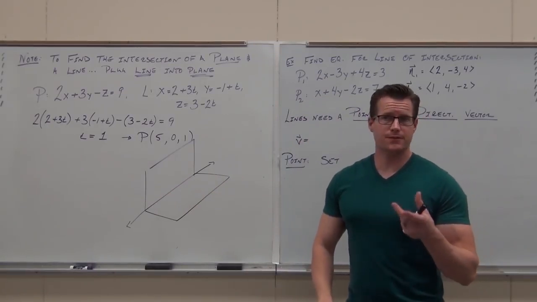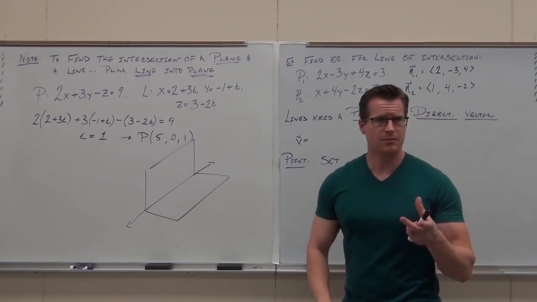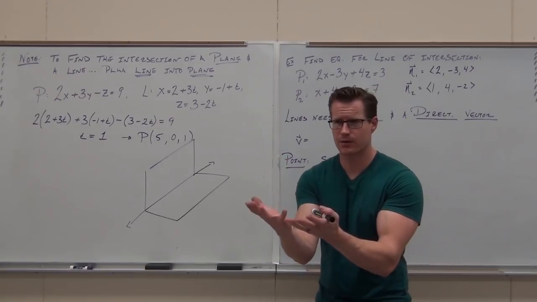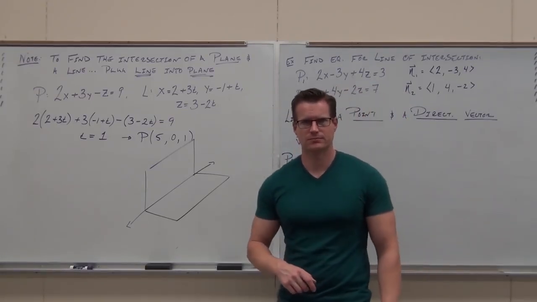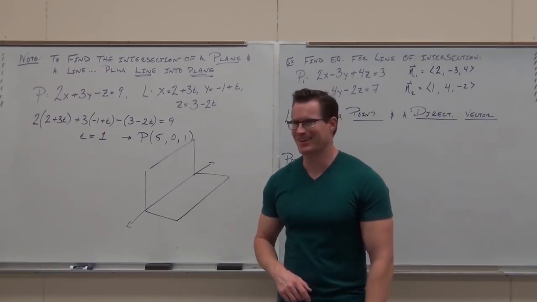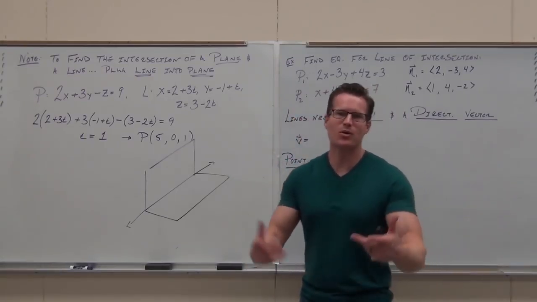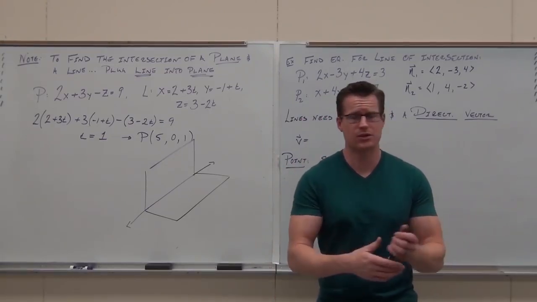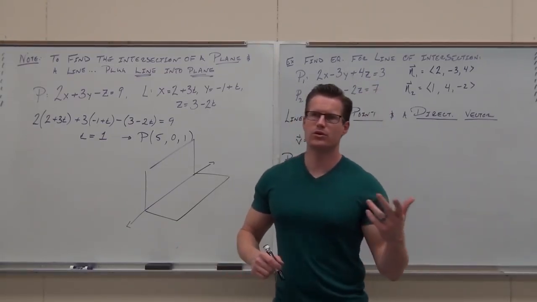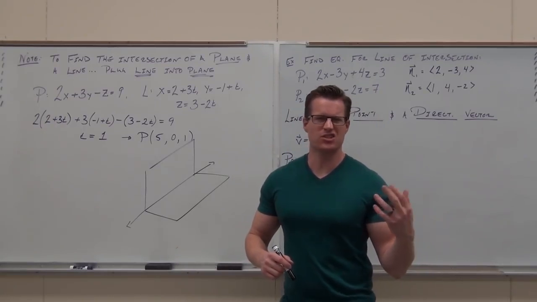Now, we define planes by their normals. Starts with an N, rhymes with ormal. Geniuses, all of you. That's exactly right. But they're defined by the normals, the normal vectors. What do normal vectors do with planes? What's the relationship there?